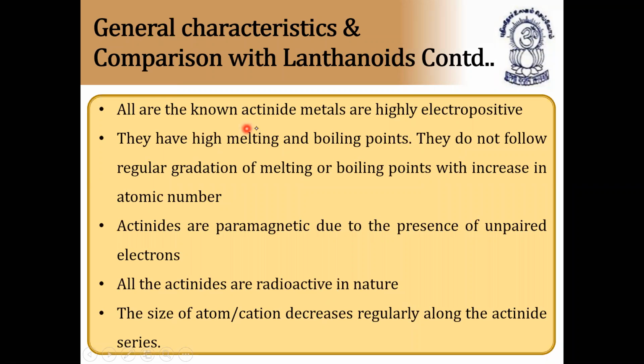All the known actinide metals are highly electropositive. As they are metals, they have high melting and boiling points. They do not follow a regular gradation of melting or boiling points with increase in atomic number. Actinides are paramagnetic due to the presence of unpaired electrons. All the actinides are radioactive in nature, very important. The size of atom or cation decreases regularly along the actinide series.